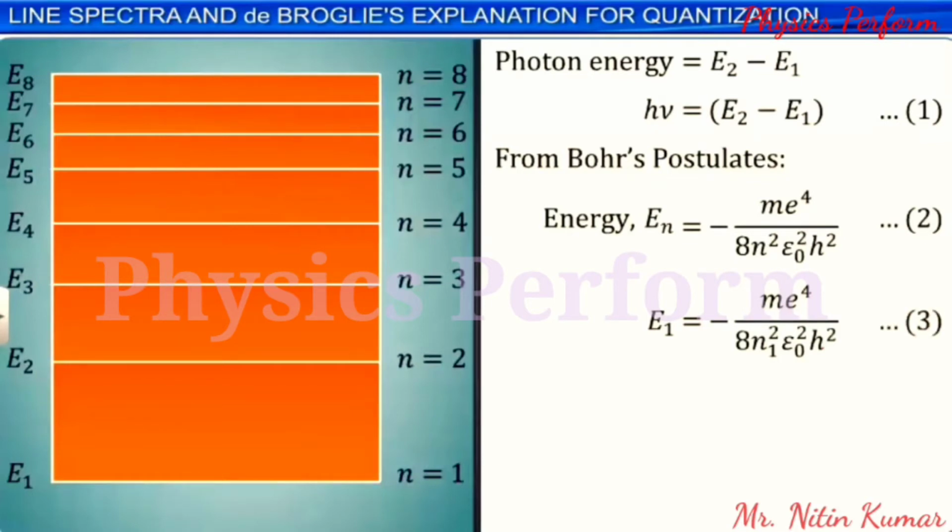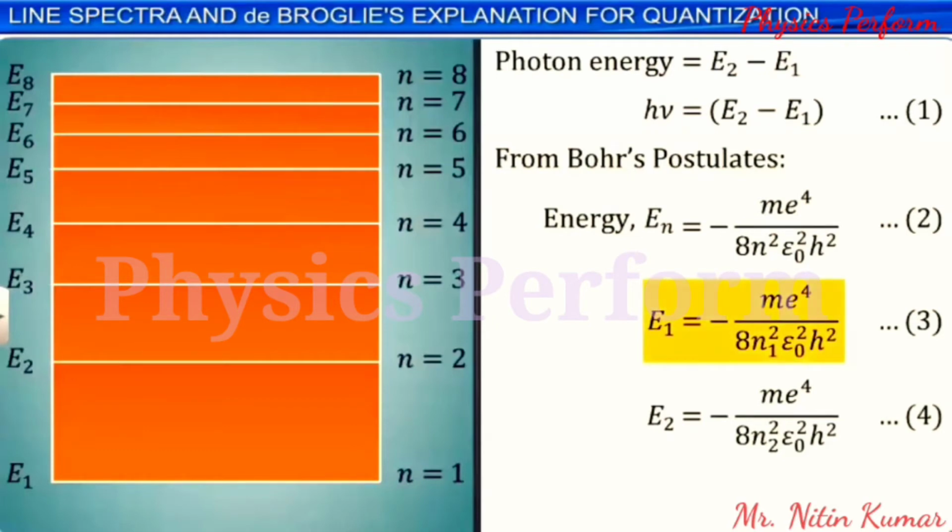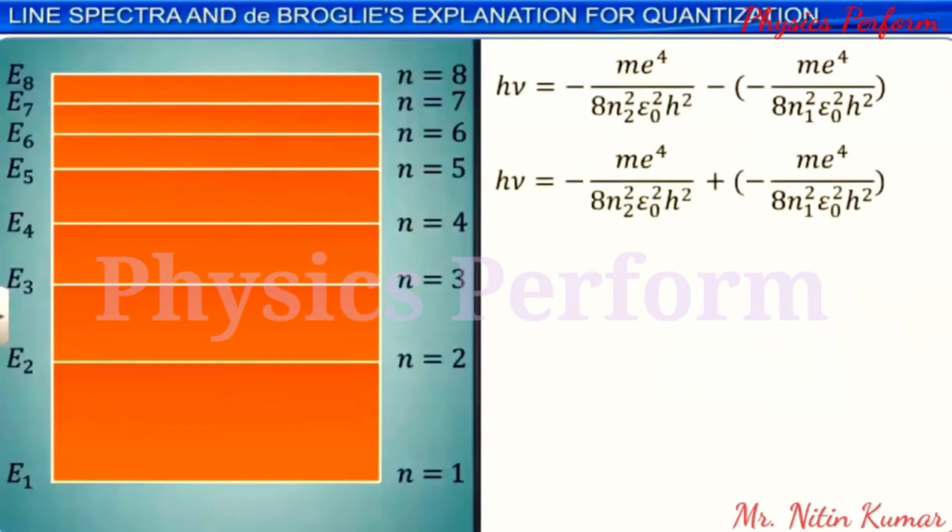Similarly, for n2, the energy E2 is equal to minus m e to the power 4 by 8 n2 square epsilon naught square h square. Let this be equation 4. On substituting equations 3 and 4 in equation 1 and simplifying, we get h nu is equal to m e to the power 4 by 8 epsilon naught square h square into 1 by n1 square minus 1 by n2 square.